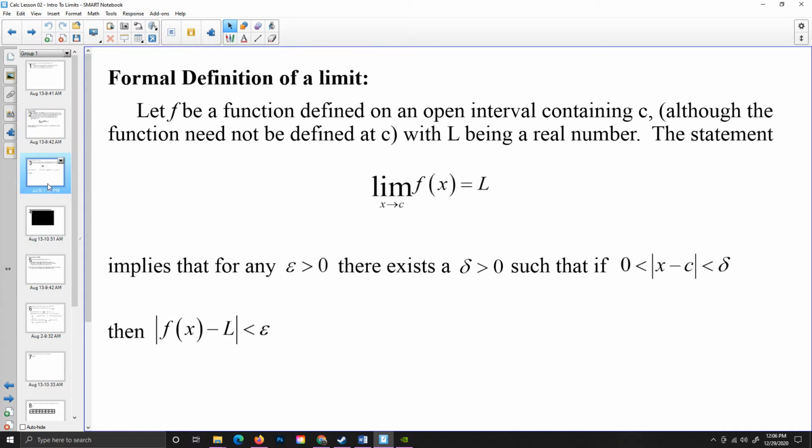Let's talk about what a good formal definition of a limit is. Let f be a function defined on an open interval containing c, although the function need not be defined at c, with L being a real number. The statement, the limit of f of x as x approaches c equals L, implies that for any epsilon greater than 0, there exists a delta greater than 0, such that if 0 is less than the absolute value of x minus c, which is less than delta, then the absolute value of f of x minus L is less than epsilon.